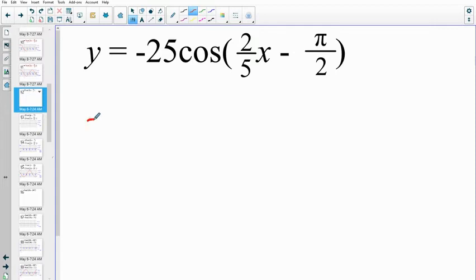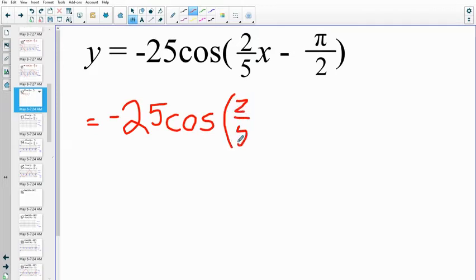We need to get this thing into factored form in order for us to figure out what the phase shift is. The amplitude is 25. No problem there. The period of this graph is going to be 2 pi divided by 2/5. Everything else is okay. But I need to figure out what the number is going to be here that is going to reveal what my phase shift is. So 2/5 times something would give us that pi over 2.